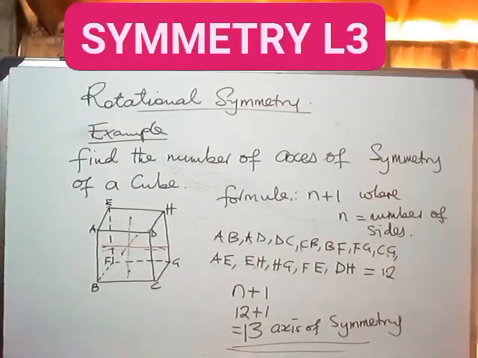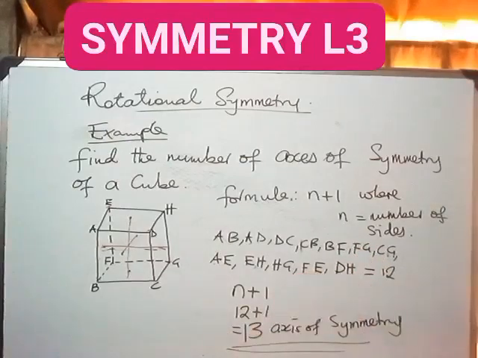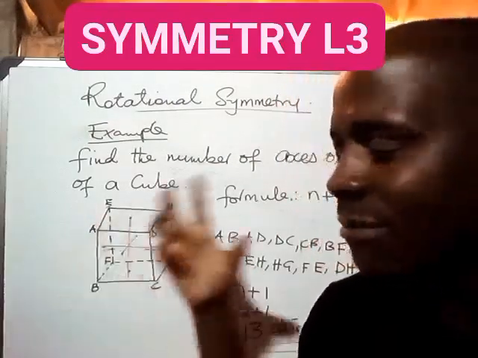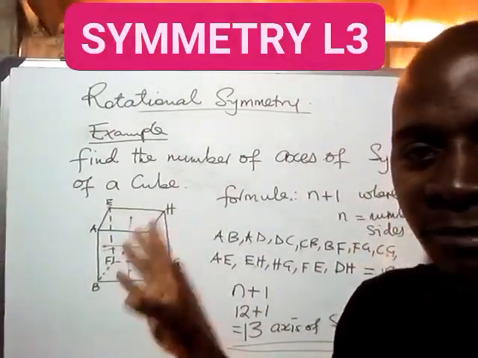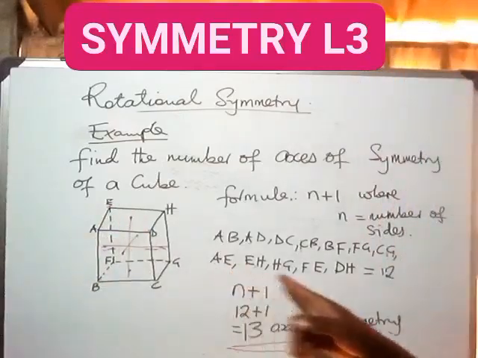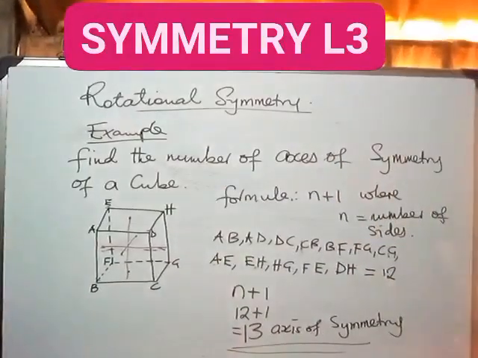Now, instead of doing that, you can just use the formula which says n plus 1, where n stands for the number of sides, not the number of faces, but the number of sides. So how many sides are here? We counted 12. So 12 plus 1, this is why we are having 13 as our final answer for the rotational symmetry of that cube. Thank you so much.